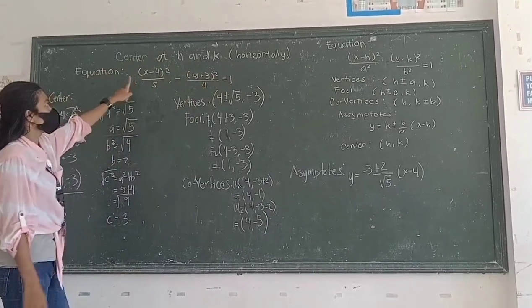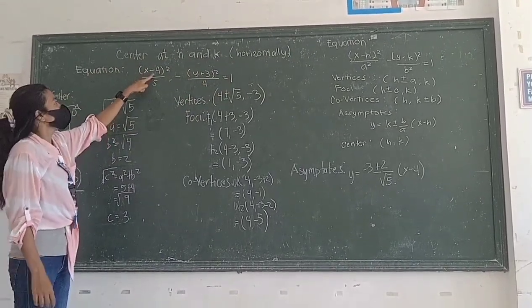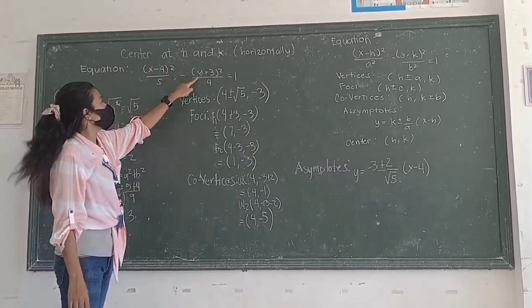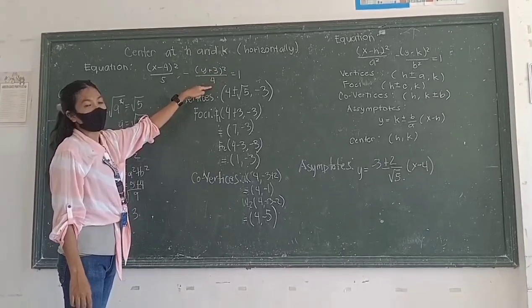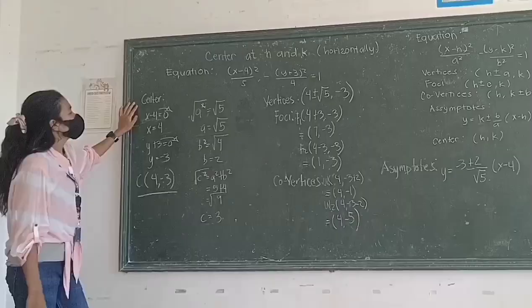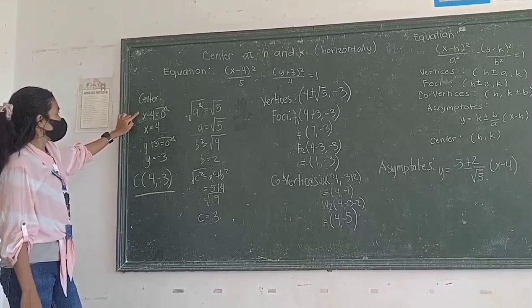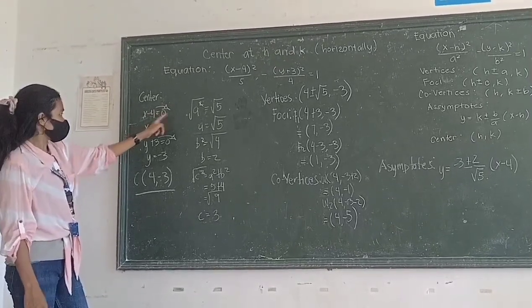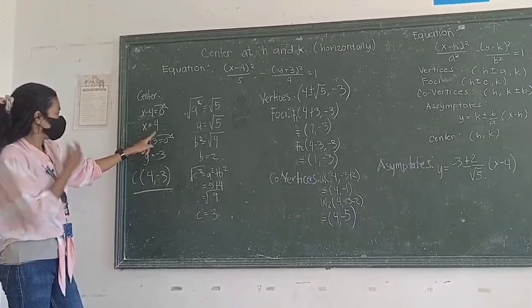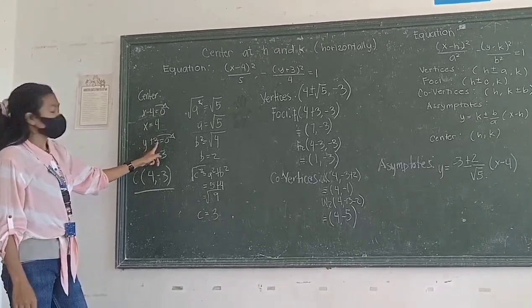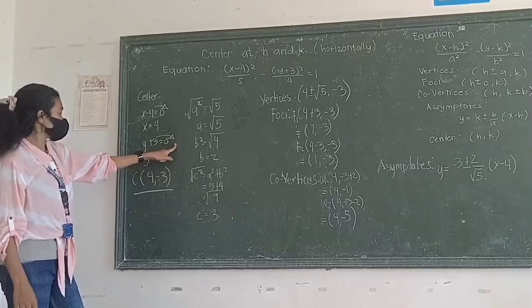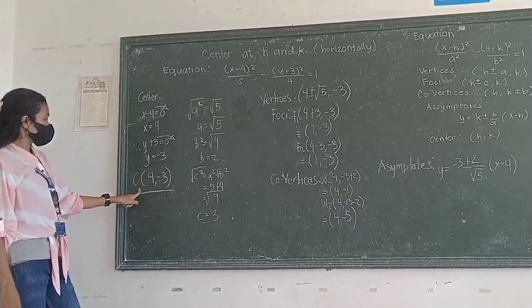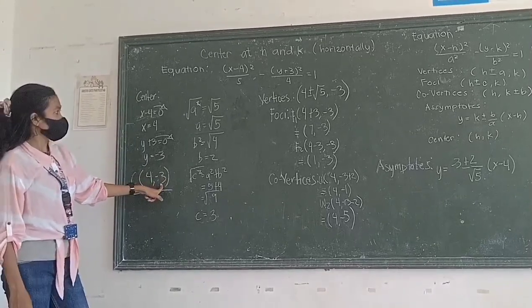We proceed. Center at (h, k), and we have the equation (x minus 4) squared over 5 minus (y plus 3) squared over 4 is equal to 1. First, we need to find the center. X minus 4, transpose negative 4, so x is equal to 4. Y plus 3, transpose positive 3 to the other side, so y is equal to negative 3. The center is (4, negative 3).